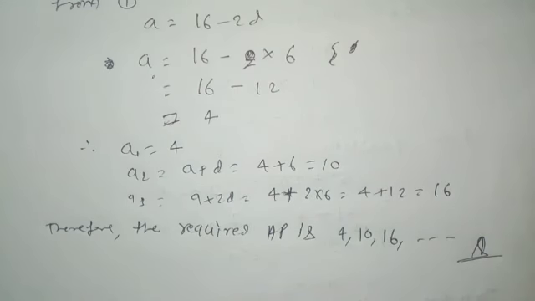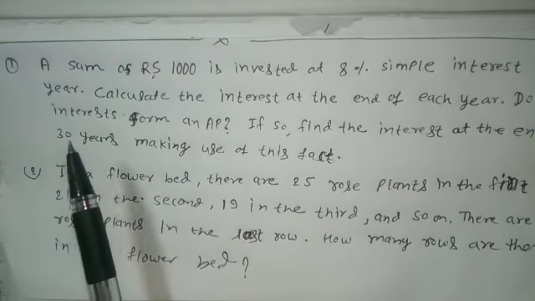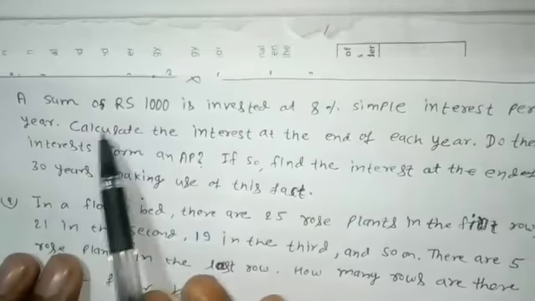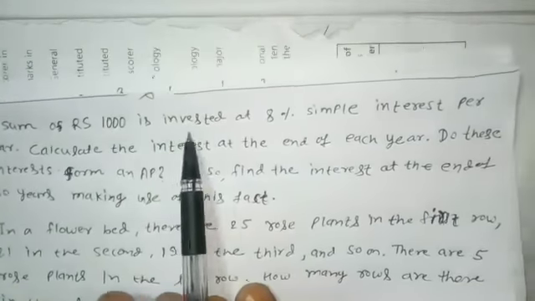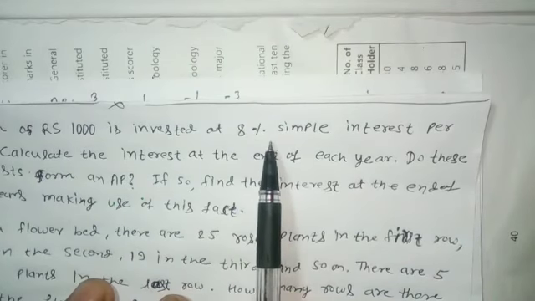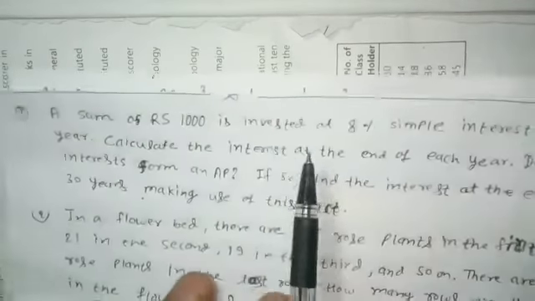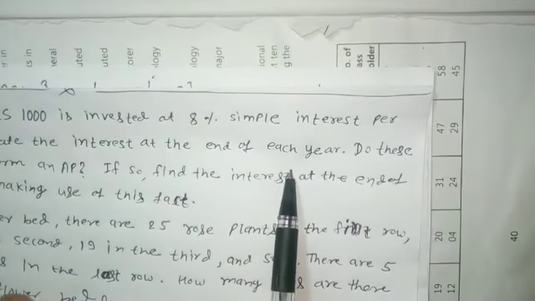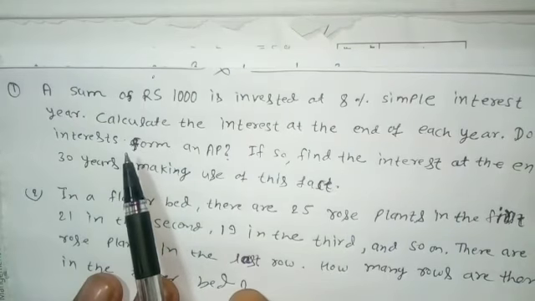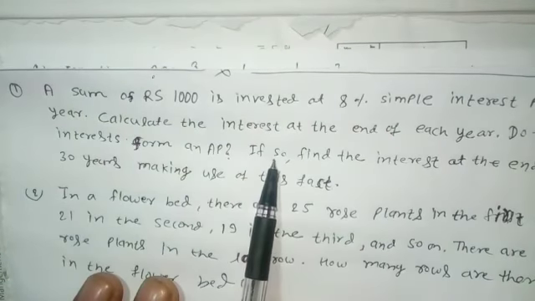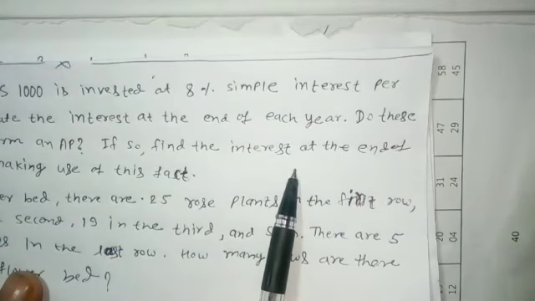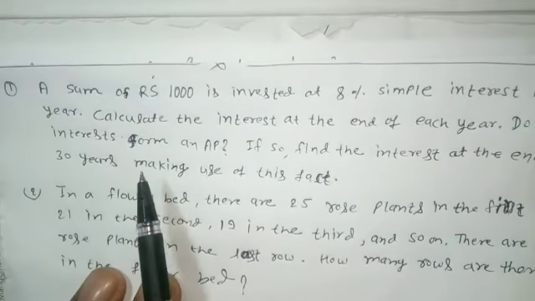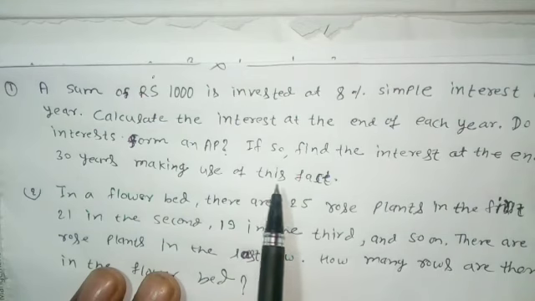Now I am giving some questions for your practice. The first question of practice is a sum of rupees 1000 is invested at 8% simple interest per year. Calculate the interest at the end of each year. Do these interests form an AP? If so, find the interest at the end of 30 years making use of this fact.